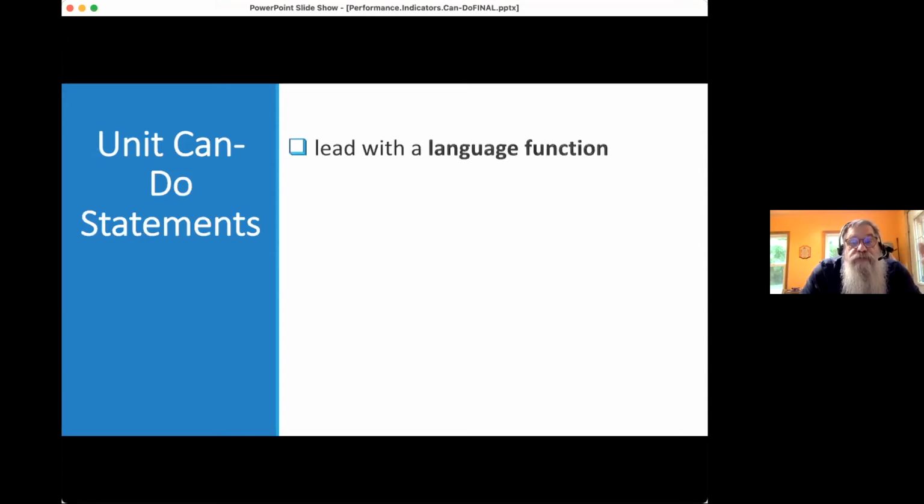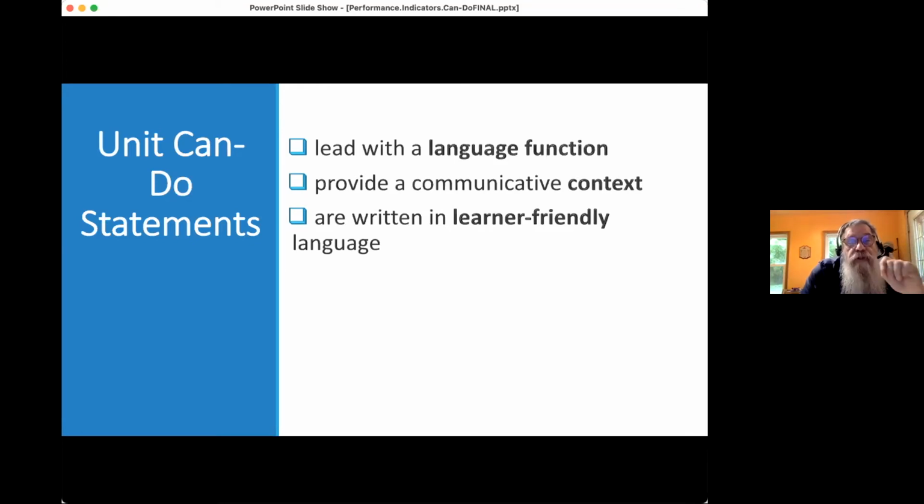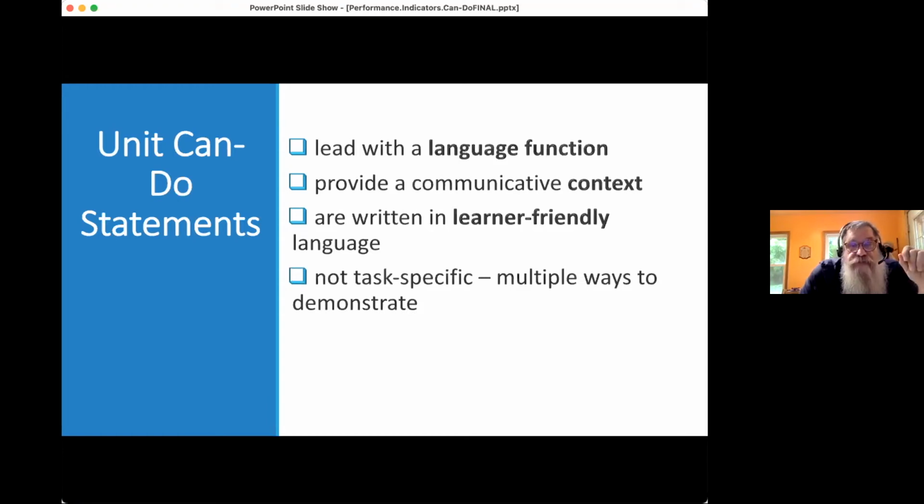Unit CanDo statements always lead with a language function. They provide a communicative context. They are written in learner-friendly language, and this is a key that makes them useful, not just something to decorate a lesson plan, but something that we can really use to leverage in our instruction in helping our learners become more proficient. Write them in learner-friendly language. The unit CanDo statements are learner-facing. They're not task-specific, and they're not task-specific on purpose, because for each unit CanDo statement, you should be able to identify multiple ways that a learner could demonstrate that proficiency.